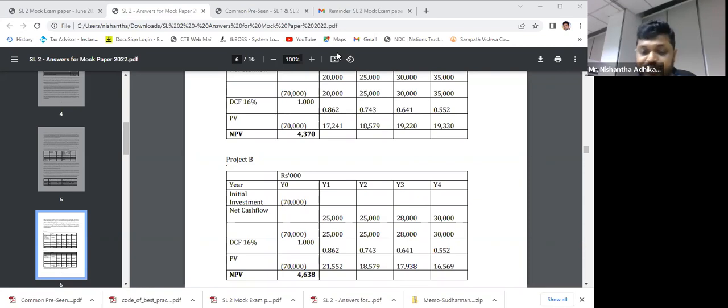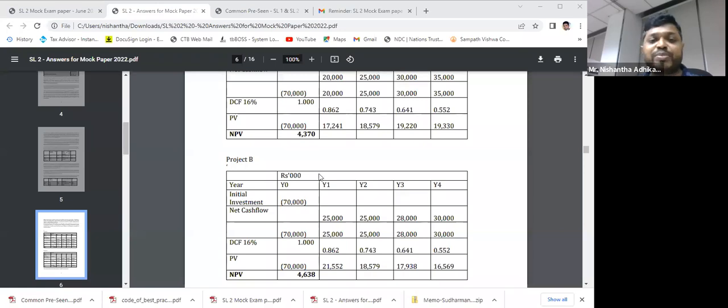Right? Then assume if the duration is different, what are you going to do? What you have to do? Annualize, exactly. Thank you, Damika. You have to calculate annualized NPV, and then you have to determine the best one.